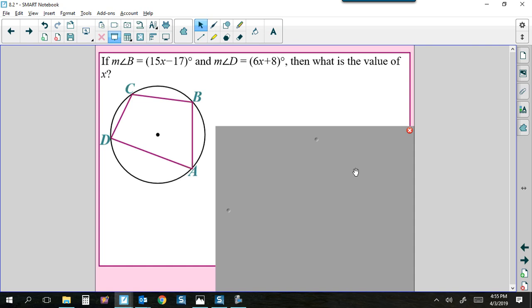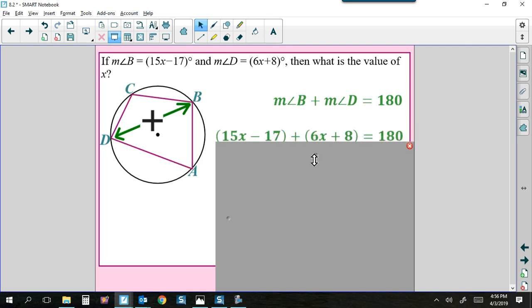So on the other side of notes, you were given that in cyclic quadrilaterals or inscribed quadrilaterals, the opposite angles are supplementary. Well, in this one, we're using angle B and angle D. Those are opposite each other. So we are going to use the fact that they add up to equal 180. You are given that angle B is 15x minus 17 and angle D is 6x plus 8. So you're going to substitute that into the equation.